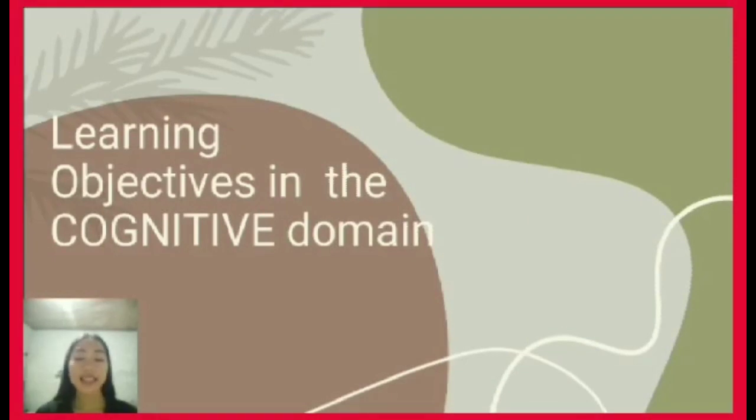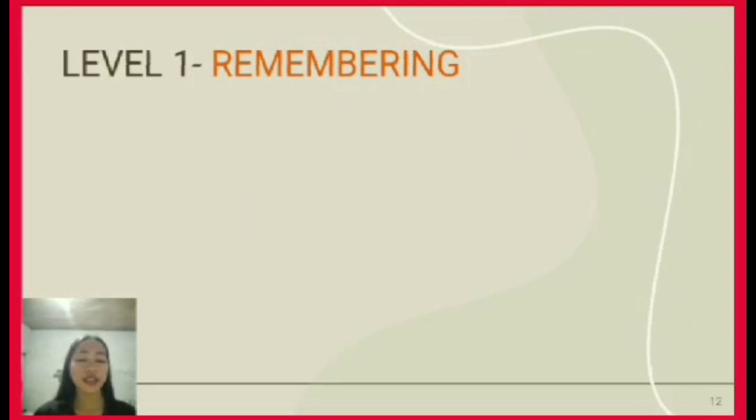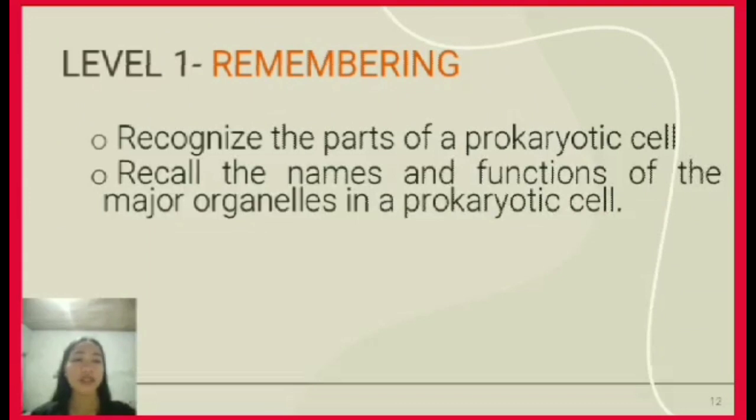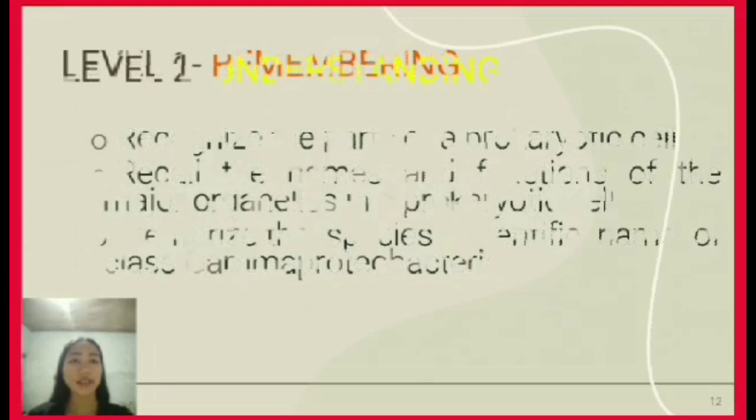Hi guys! Now let's discuss the learning objectives in the cognitive domain. So we all know that in the cognitive domain, there are 6 levels, from the low-order thinking skills to the high-order thinking skills. So first we have level 1, which is the remembering. So this is the level where the learners are taught to recall, recognize, or identify concepts. For example, at the end of the lesson, the student should be able to recognize the parts of a prokaryotic cell, recall the names and functions of the major organelles in a prokaryotic cell, and memorize the species scientific name of class Gamma Proteobacteria.